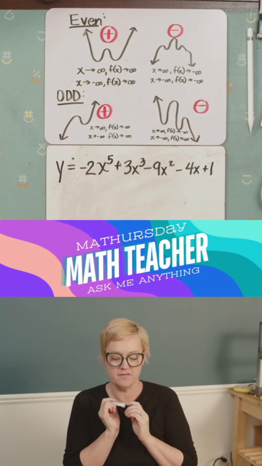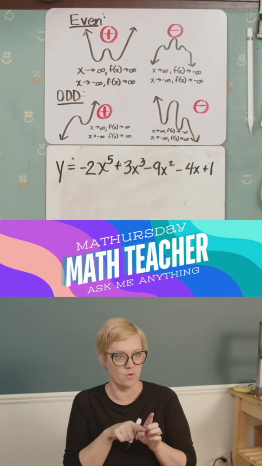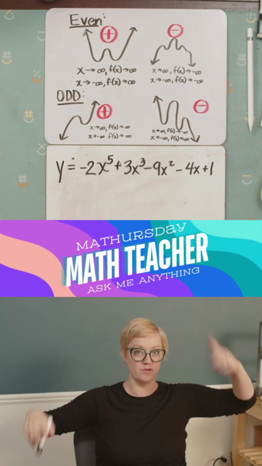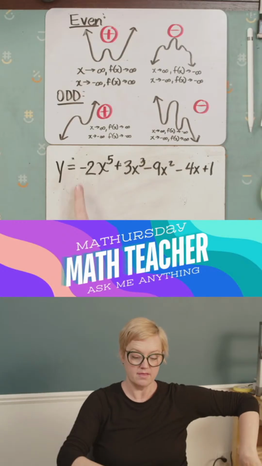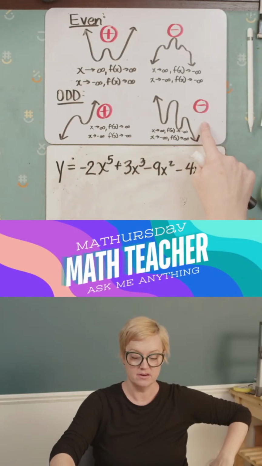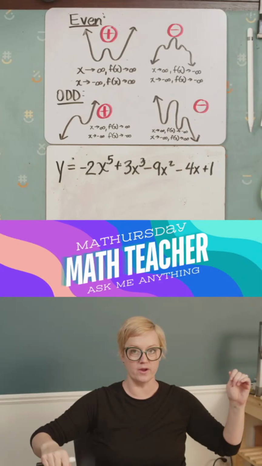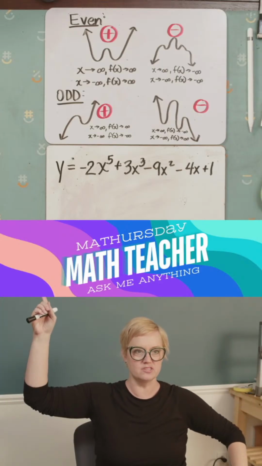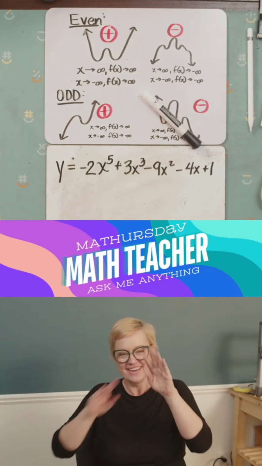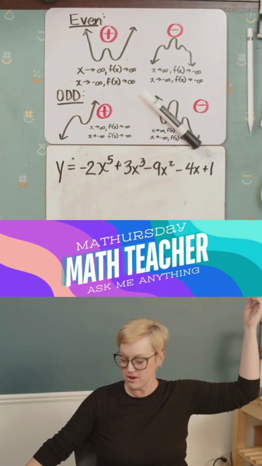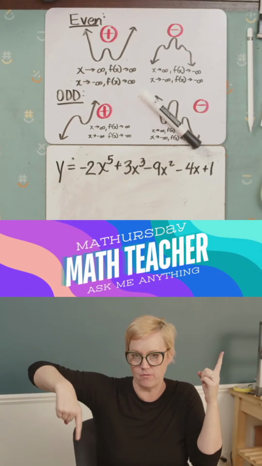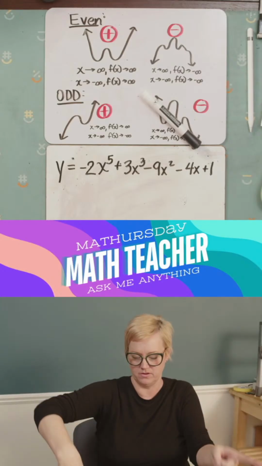So then if that were a 5, now it's not an even power anymore, it's an odd power. Odd power means they're going to be pointing in different directions, one up, one down. And the leading coefficient is negative. So it's odd and negative. It's going to be going down and to the right, and up on the left. I don't know if that's backwards for you guys or not. For me, it's my right hand going down and my left hand going up. So it would look like this.